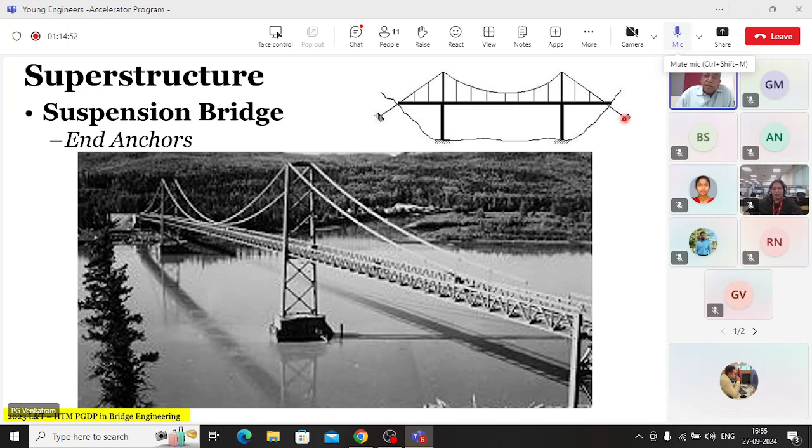Yes, no, maybe. Who is that? I know. So I'm asking, you're repeating my question. I'm asking, this tension at the end anchors has been talked about. Can we design a suspension cable without these end anchors?